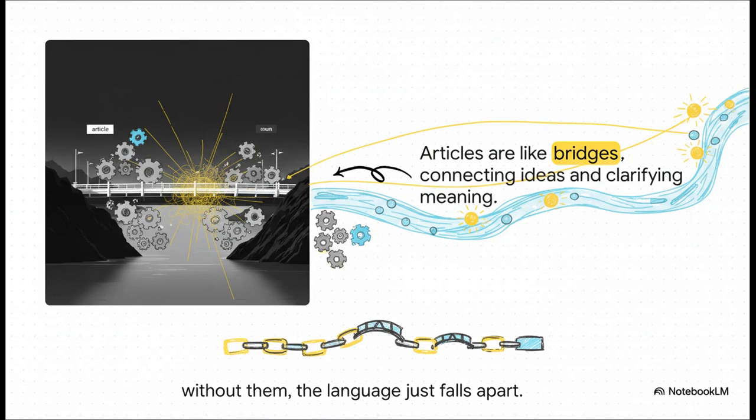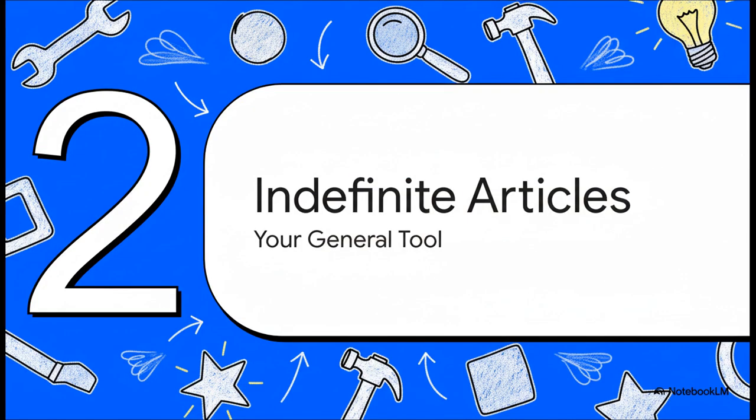I really like this way of thinking about it. Articles are like bridges. They create a smooth connection from one idea to the next. They're kind of like the essential glue that makes English sentences sound natural and connected. Without them, things just feel clunky and disconnected. All right, let's grab the first tool for our toolkit. These are the indefinite articles, a and an. Super common, and you use them when you're talking about something in general, not a specific one. This is your go-to tool for introductions.